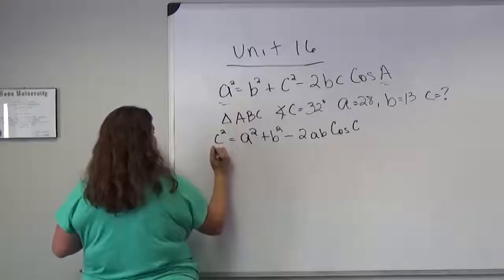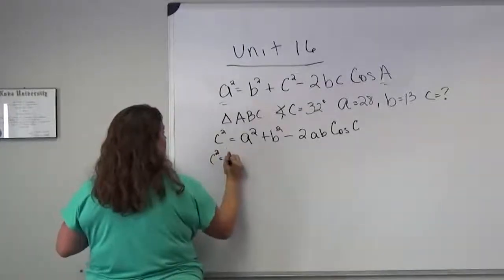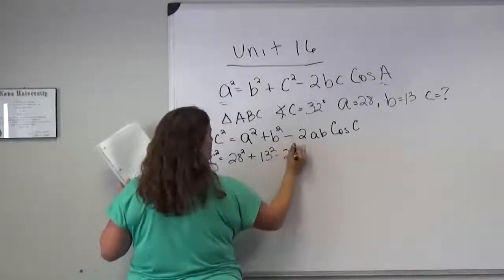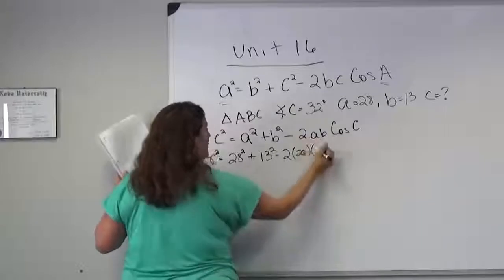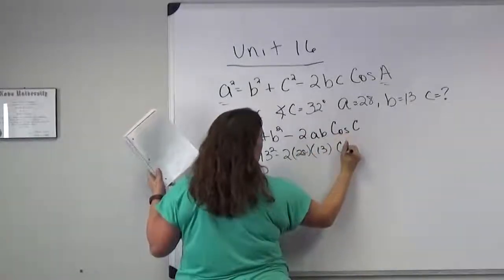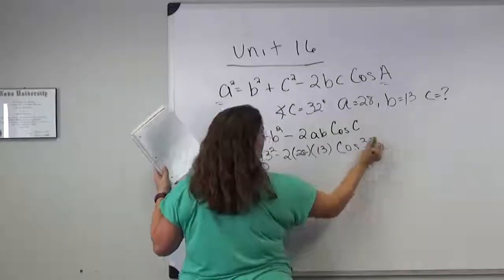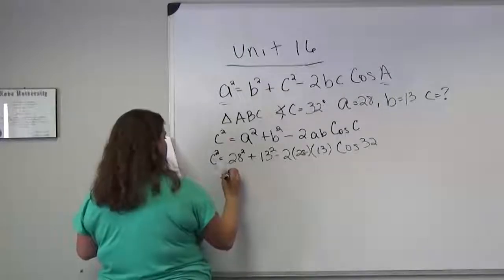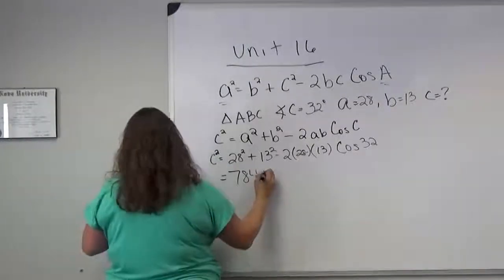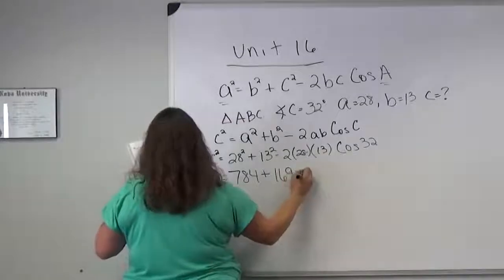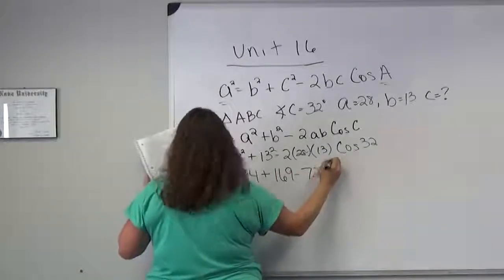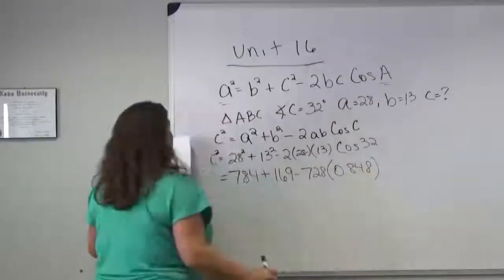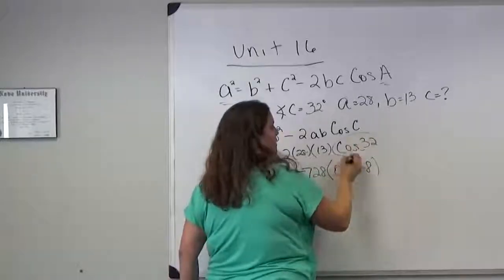So we're looking for C, so that goes C squared equals 28 squared plus 13 squared minus 2 times 28 times 13 cosine of 32. So we'll do some of this arithmetic here. 784 plus 169 minus 728 times 0.848. This is a value that you plug into your calculator.